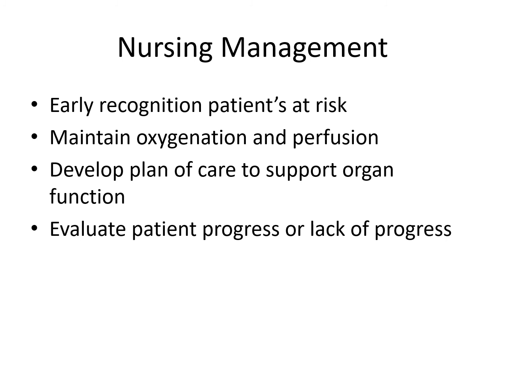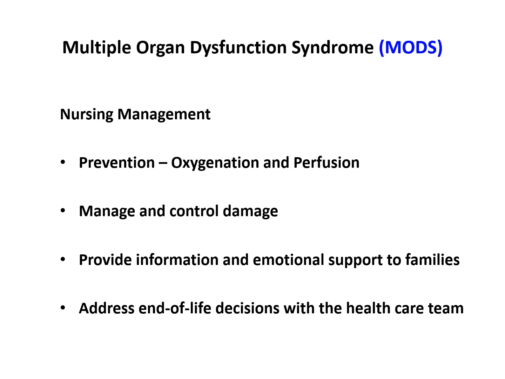Nursing management: early recognition is the key. Recognize early the patients that may be at risk, maintaining oxygenation and perfusion with these patients, developing a plan of care to support organ function. And remember, to support organ function, we have to pay close attention to our mean arterial pressure. Evaluate the patient's progress or lack of progress. If the patient is progressing, continue with that therapy, but if there is a lack of progress, then the plan of care needs to be evaluated and new interventions need to be initiated.